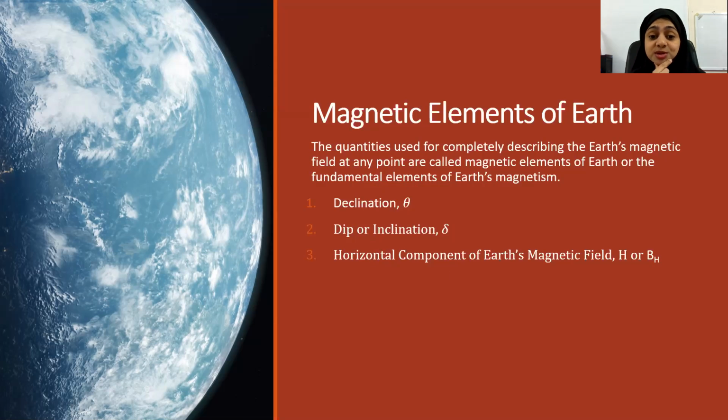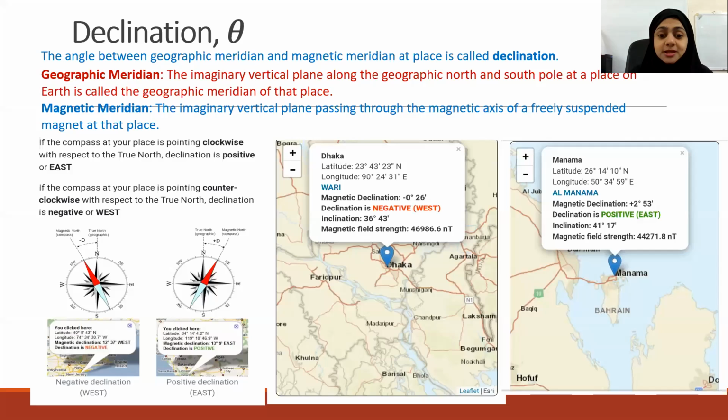Do you remember what is declination? Yes, teacher. So let's see what is declination. Declination is the angle between the geographic meridian and magnetic meridian at a place.